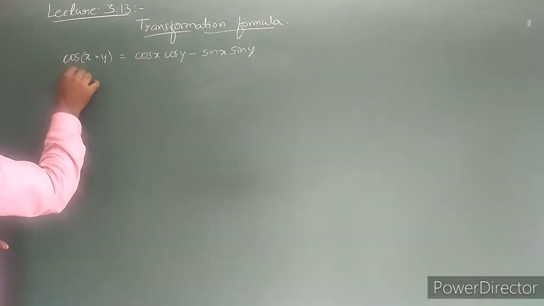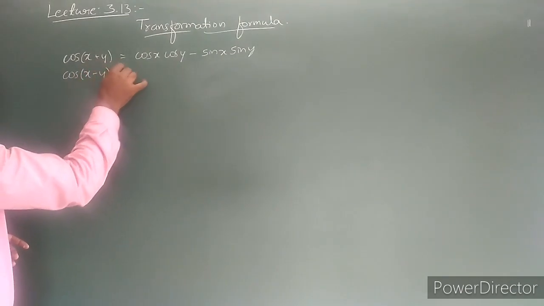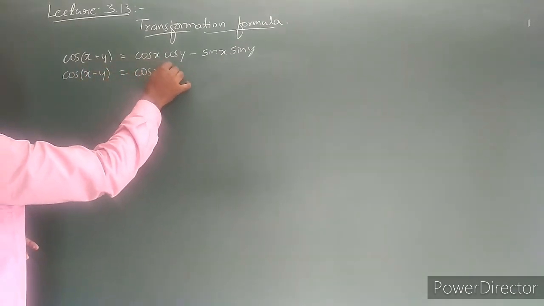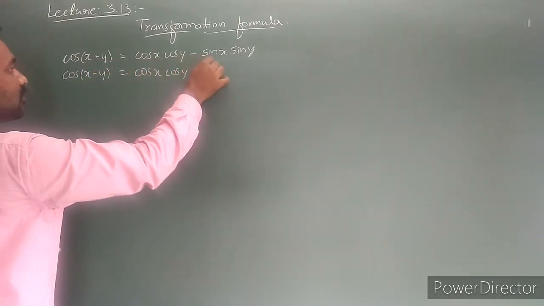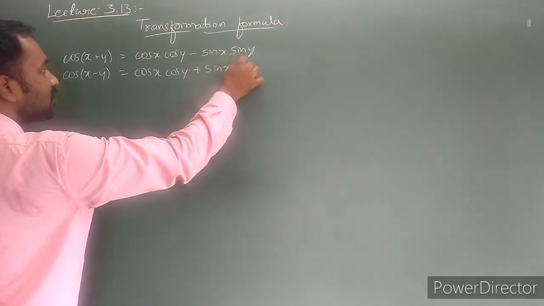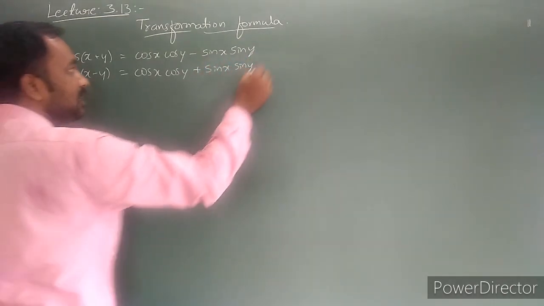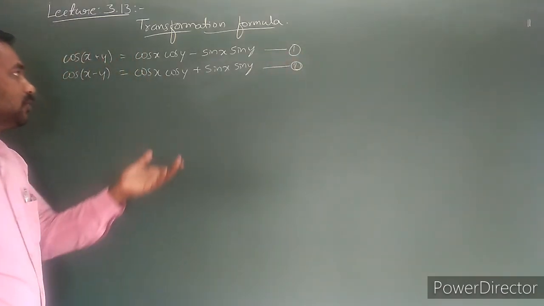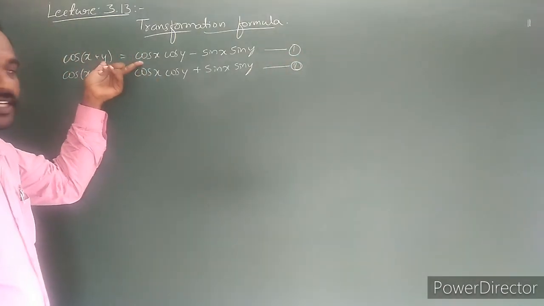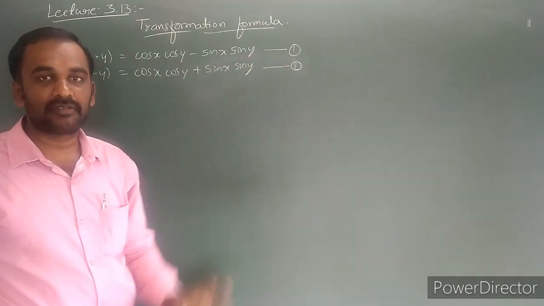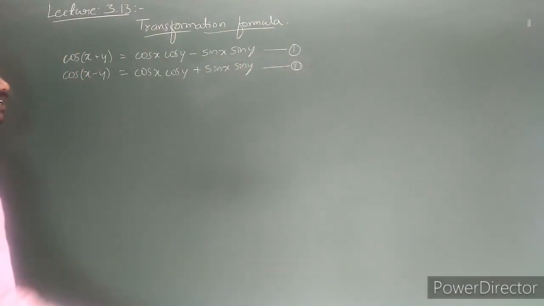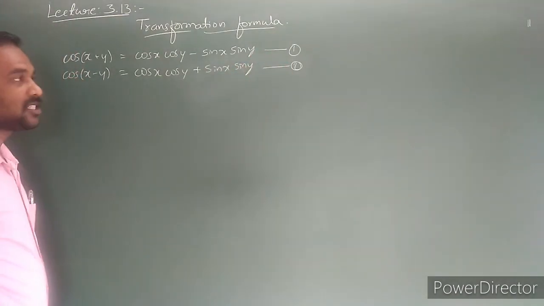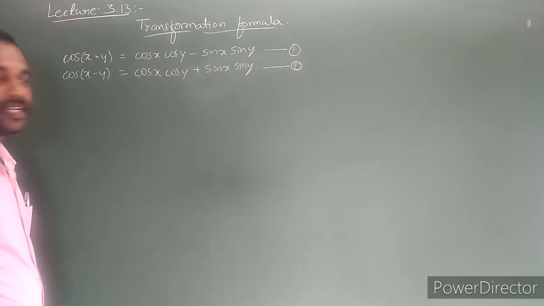Similarly, what is cos(x-y)? It is cos x cos y plus sin x sin y. I call this equation number 1 and equation number 2. While deriving this in the derivation, we called them equation number 4 and 5, but here I just rename them equation number 1 and equation number 2.